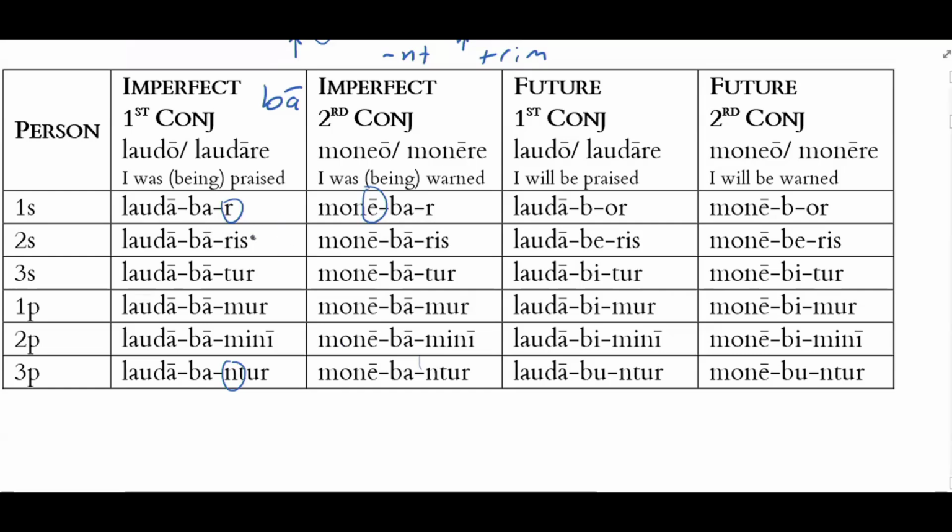Yep. All right. So here I'll read these real quickly. So laudabar, I was being praised. Laudabaris is you were being praised. Laudabatur, he, she, it was being praised. Laudabamur, we were being praised. Laudabamini, y'all were being praised. And laudabantur is they were being praised. And then monebar, I was being warned. Monebaris, you were being warned, and so forth.